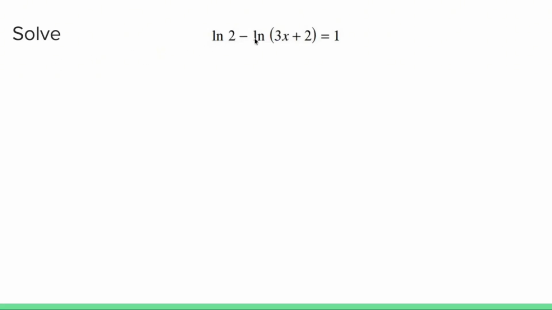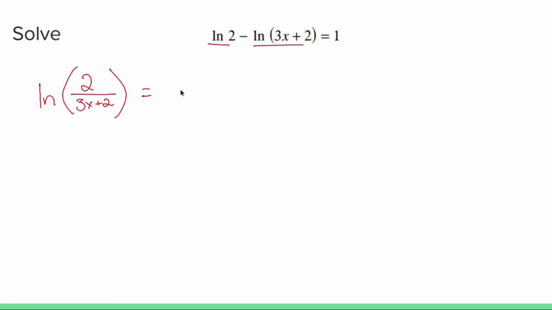Solve ln of 2 minus ln of 3x plus 2 equals 1. All right, so first things first, let's combine these ln's. Ln's follow the same rules as log. So if I'm dividing, or subtracting rather, ln's, I'm going to divide the insides. So this becomes ln of 2 over 3x plus 2.